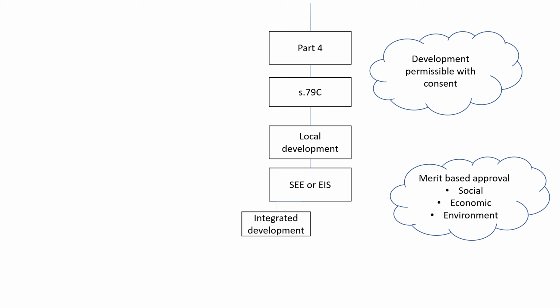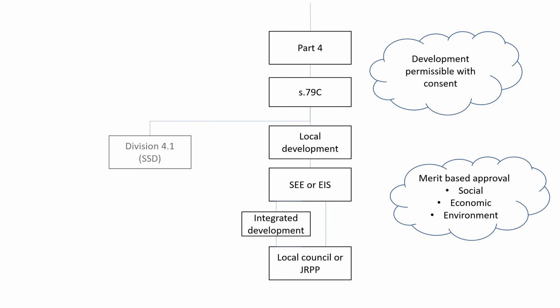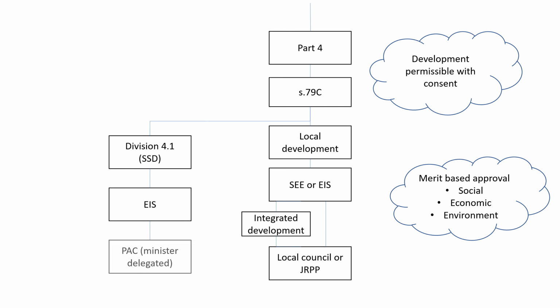The consent authority for local development will either be the local council or the joint regional planning panel. Who actually determines your development will depend upon the value and who the proponent is. Now the second stream under Part 4 is known as Division 4.1 State Significant Development. A proponent is required to prepare an environmental impact statement, and the Planning Assessment Commission, under delegated authority from the Planning Minister, is the consent authority.